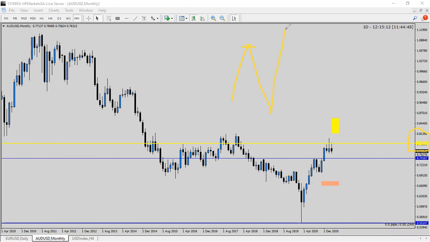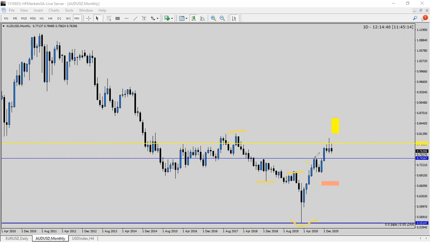Obviously, price can always come back and break above it and then push to the downside. But this is my first point of interest where I'm looking to see some sort of a switch in momentum before I start looking for trades. Looking at this right now, we were in a long-term bearish move to the downside. We formed this lower high, lower low, another lower high, and another lower low at this point.